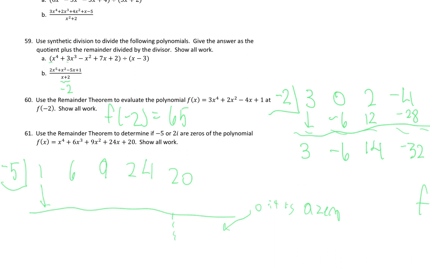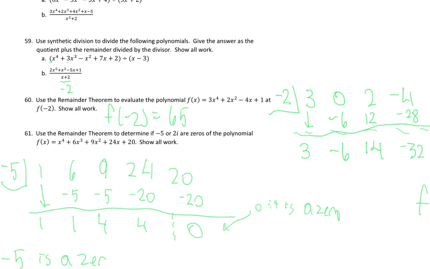So we bring down the 1. 1 times minus 5 is minus 5. Add those together, you get 1. 1 times minus 5 is, again, minus 5. Add those together, you get 4. 4 times minus 5 is minus 20. Add those together, you get 4 again. 4 times minus 5 is still minus 20. Add those together, you get 0. So it means minus 5 is a 0. And we can do the same thing for 2i.